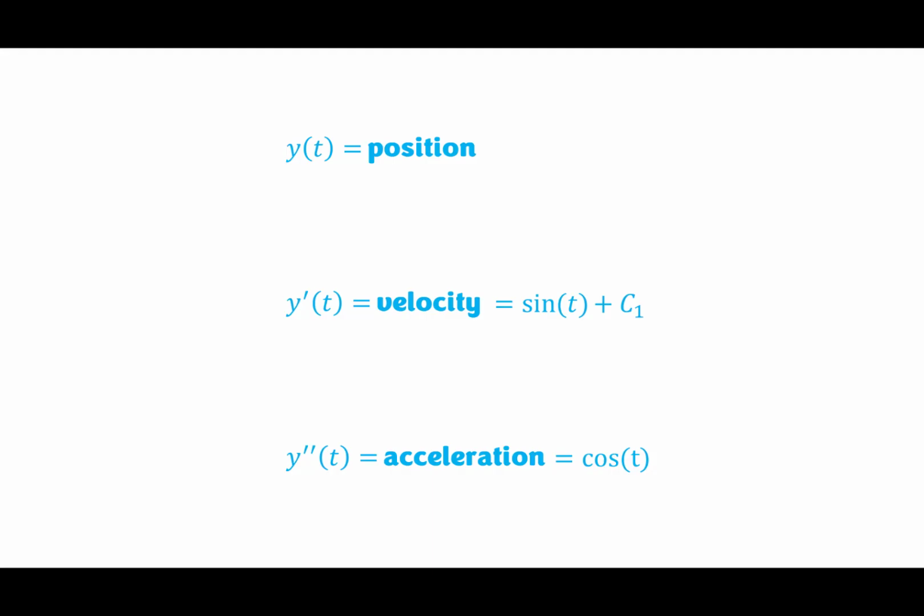Now, what's the antiderivative of sine of t plus c1? Well, it would be negative cosine of t plus c1 times time. But we can add an arbitrary constant because the derivative of a constant is 0. So if we take the derivative of negative cosine of t plus c1 times t plus c2, where c1 and c2 are arbitrary constants, we would get our velocity function. So again, the new thing here is that we're doing the reverse process of before. We're not taking derivatives, we're taking antiderivatives.